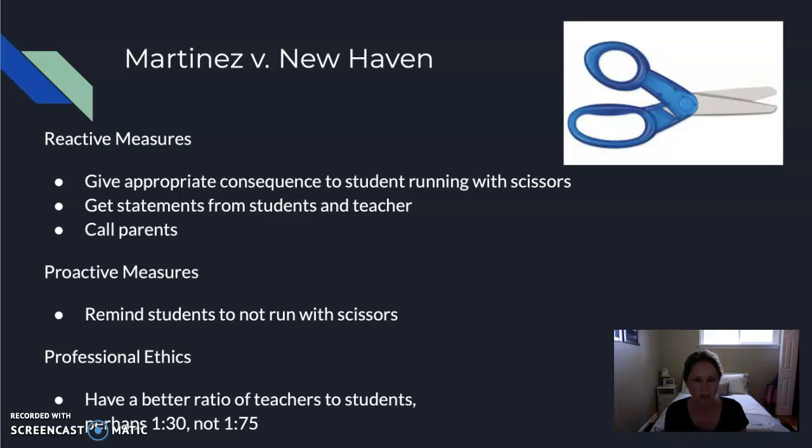Some proactive measures: remind all students not to run with scissors, regardless of their location. And I think professional ethics, it would be really a much safer route to have a better ratio of teachers to students, perhaps maybe 1 to 30 in the auditorium rather than 1 to 75.